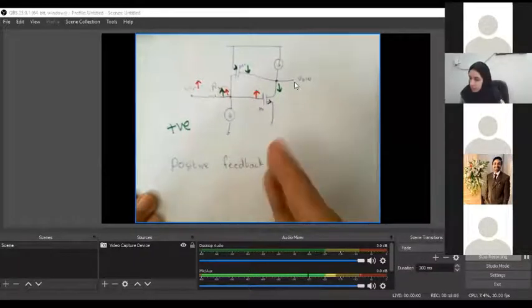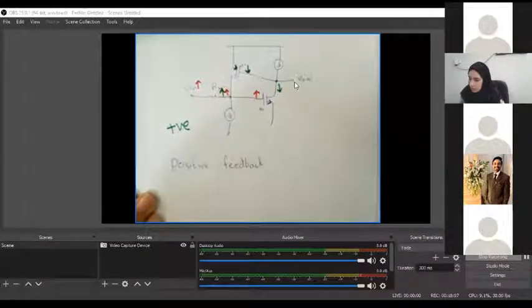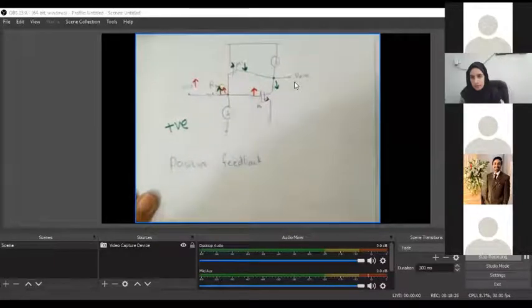Now, I want to ask something. How can I make it, I mean, can someone suggest some change on this circuit to make it a negative feedback? Can anybody think of something to make it a negative feedback? Hamza.